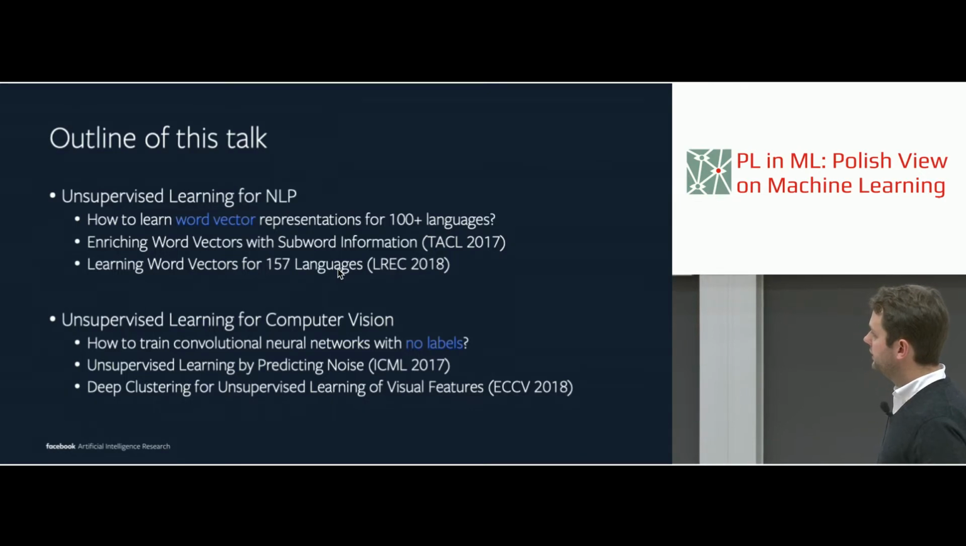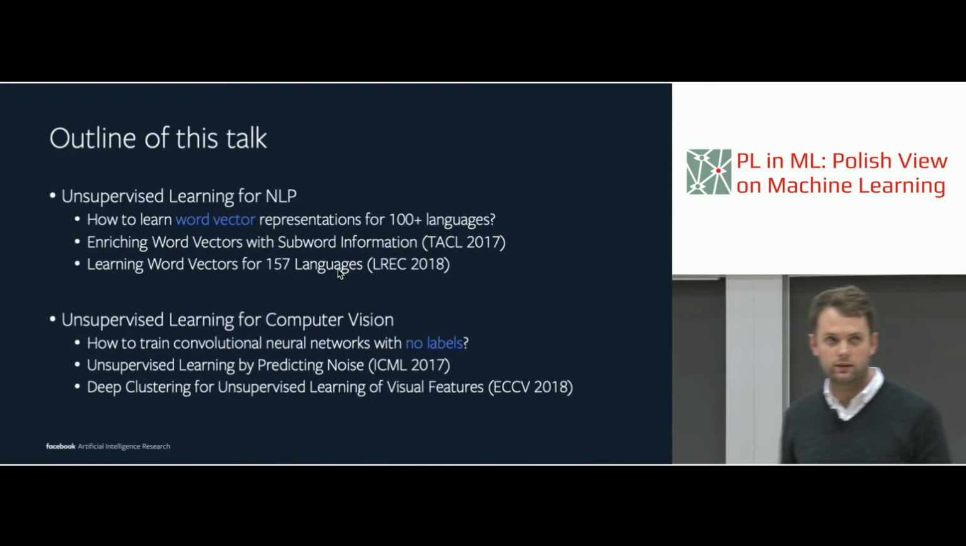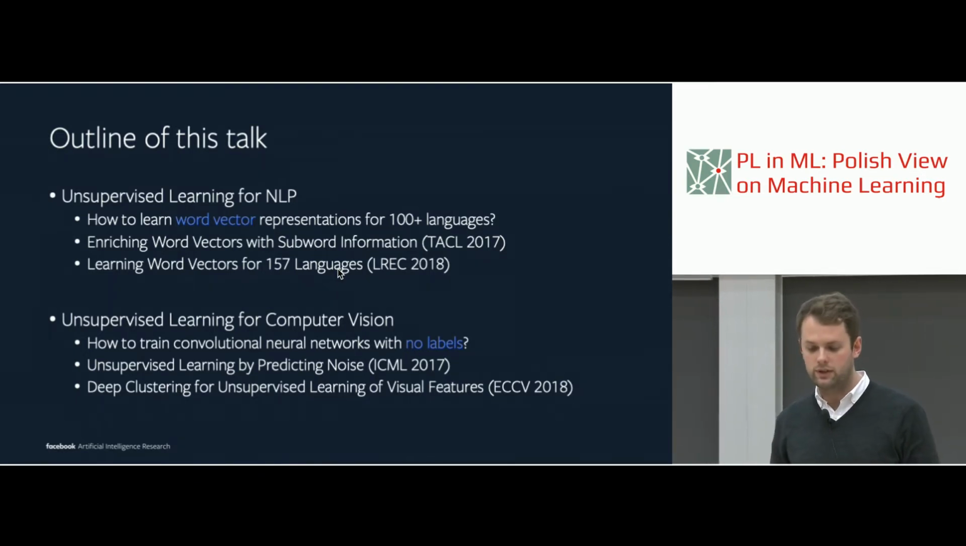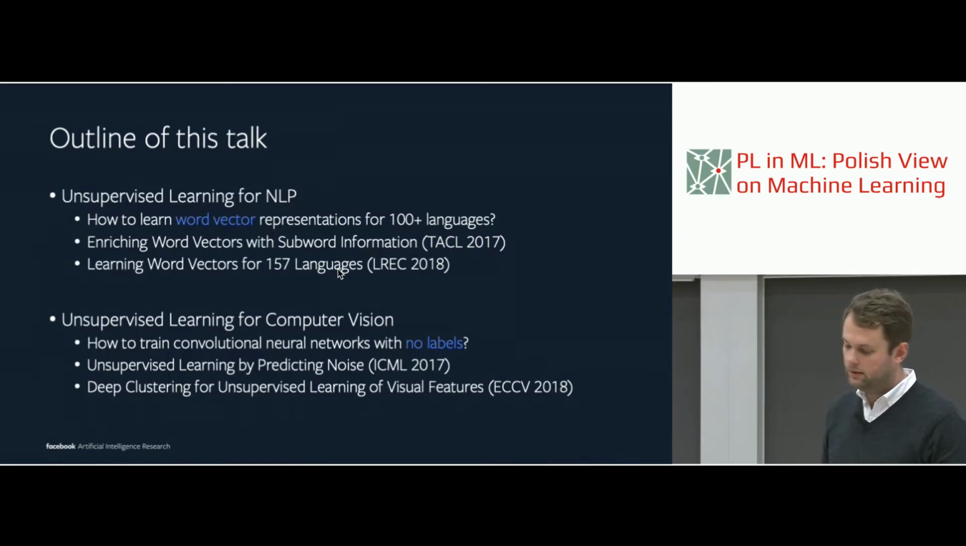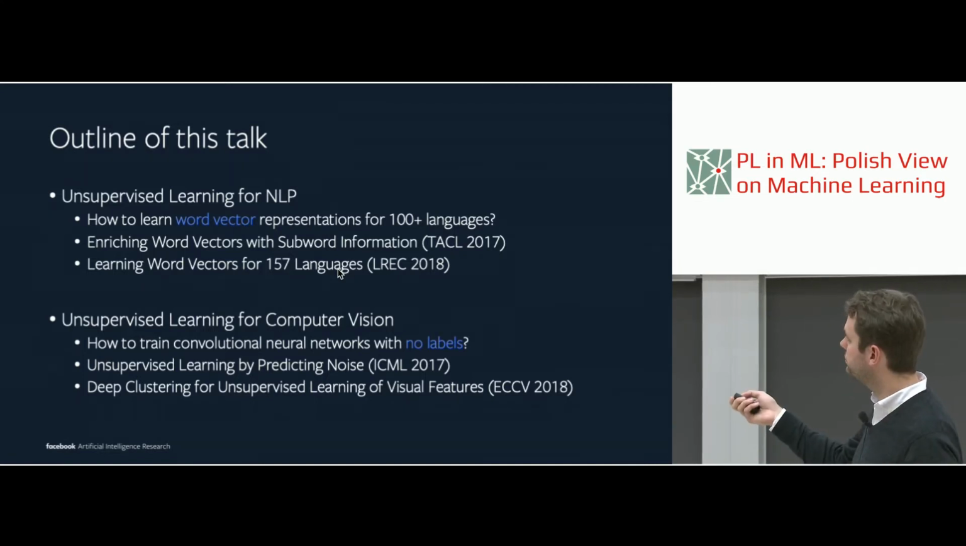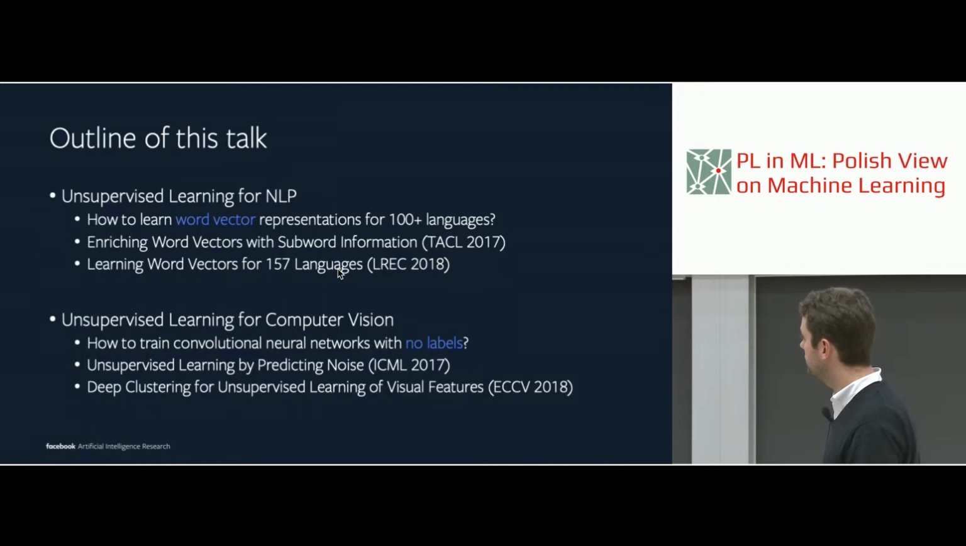In the second part, I'm going to talk about unsupervised learning for computer vision and how to train CNNs without any labels. And this is going to be basically a mix of two papers. The first one, Unsupervised Learning by Predicting Noise, which we submitted to ICML, and Deep Clustering for Unsupervised Learning of Visual Features that we recently presented at ECCV.